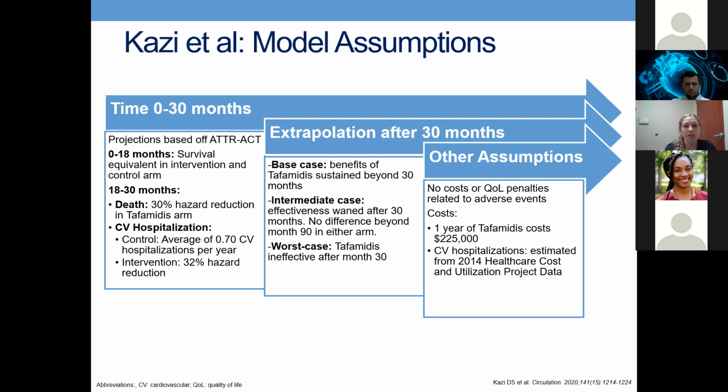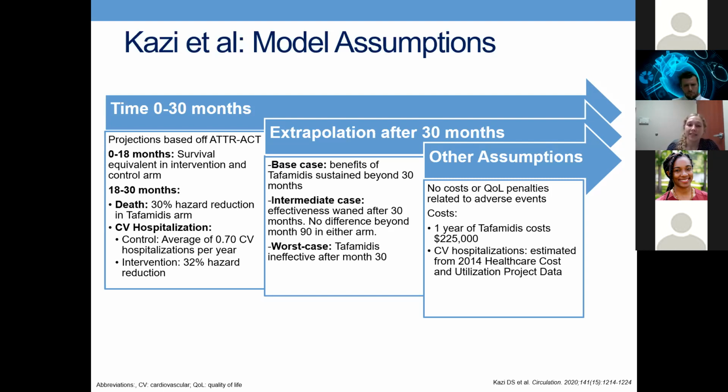Some important other model assumptions were that from the time 0 to 30 months, the projections are going to be based off the ATTRACT trial. And this is because ATTRACT only followed patients for 30 months. From 0 to 18 months, survival was equivalent in the intervention and the control arms. And this is because if you will recall from the mortality curves for the ATTRACT trial, there was no difference in survival until about 18 months. And that's when you saw those curves separate. From 18 to 30 months, the death and cardiovascular hospitalization rate are pulled directly from ATTRACT for both the control and the intervention group. Of course, after 30 months, we don't have any data, so we have to extrapolate.